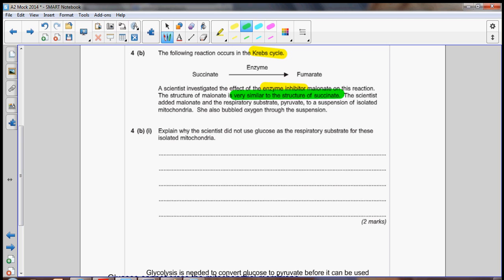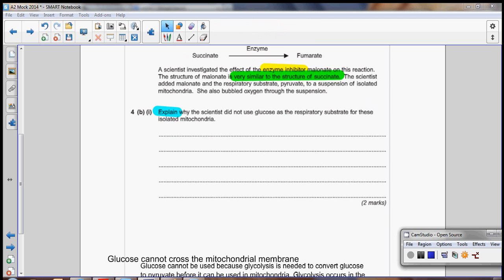It says that the scientist added malonate and the respiratory substrate, pyruvate, to a suspension of isolated mitochondria and bubbled oxygen through the suspension. The first question we've got then says, explain why the scientists did not use glucose as the respiratory substrate for these mitochondria. This is an explain question, so we'll want to try and get the word because in our answer.